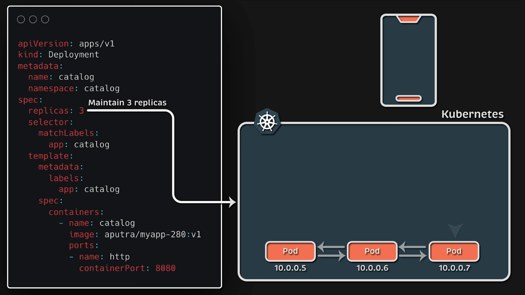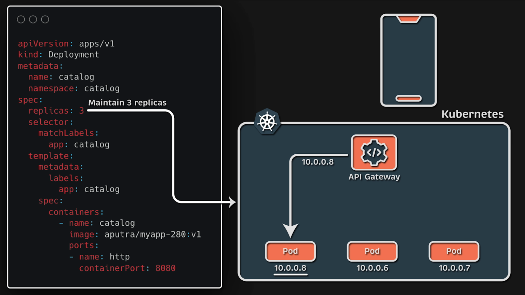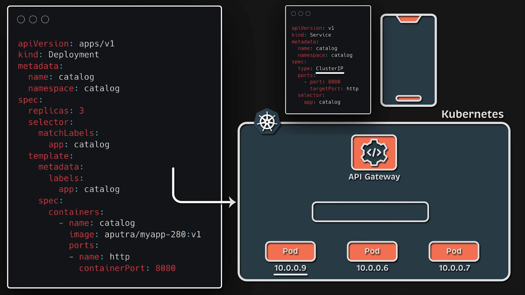Pods in Kubernetes are ephemeral. They live, they die, and they get replaced. Every time a pod restarts, it gets a new IP address. If our application is trying to talk to another one using its direct pod IP, the connection will break the moment that backend pod is replaced. The simplest and default way to fix this is to create a service of type ClusterIP.